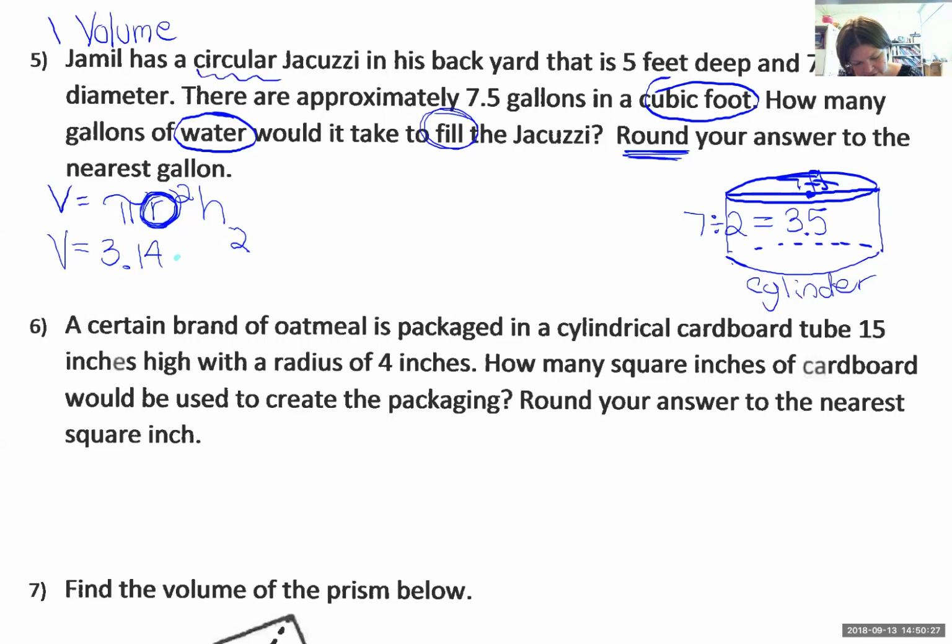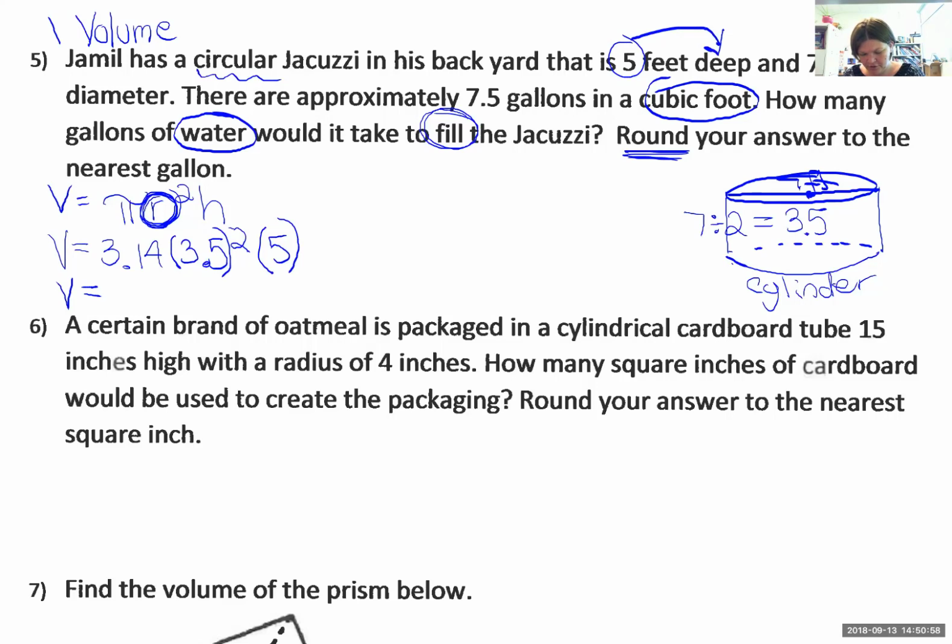So I'll erase the 7 here. I'll plug in my 3.5 to be squared instead. Notice I close my parentheses before putting my square. And then I'll plug in my h. So let's see what my h was. 5. 5 feet deep, depth, height. I'm talking about the same thing here. So 5. And now once again, I can plug all of that into my calculator.